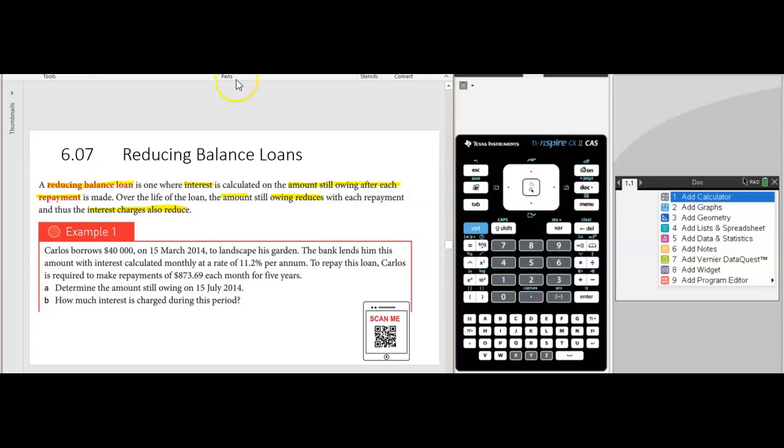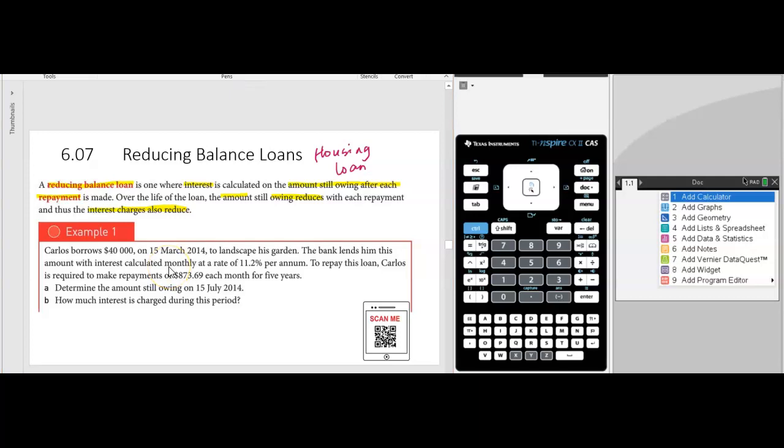One of the most common examples of a reducing balance loan is a housing loan. So next time when you start to work, that will be one of the most common examples that they are using this model.